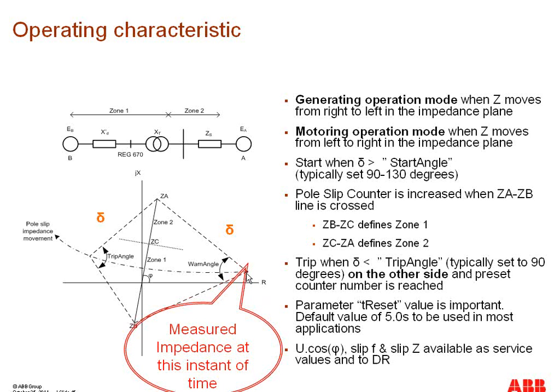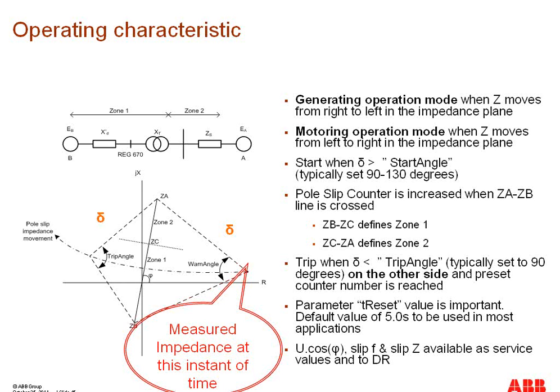There are two tripping stages. Trip 1 will be issued when N1 number of pole slips are counted in zone 1, provided the rotor angle is less than the trip angle. And trip 2 will be issued if N2 counts of slips are recorded in zone 2, and the rotor angle is less than the trip angle. So these are the two trips.